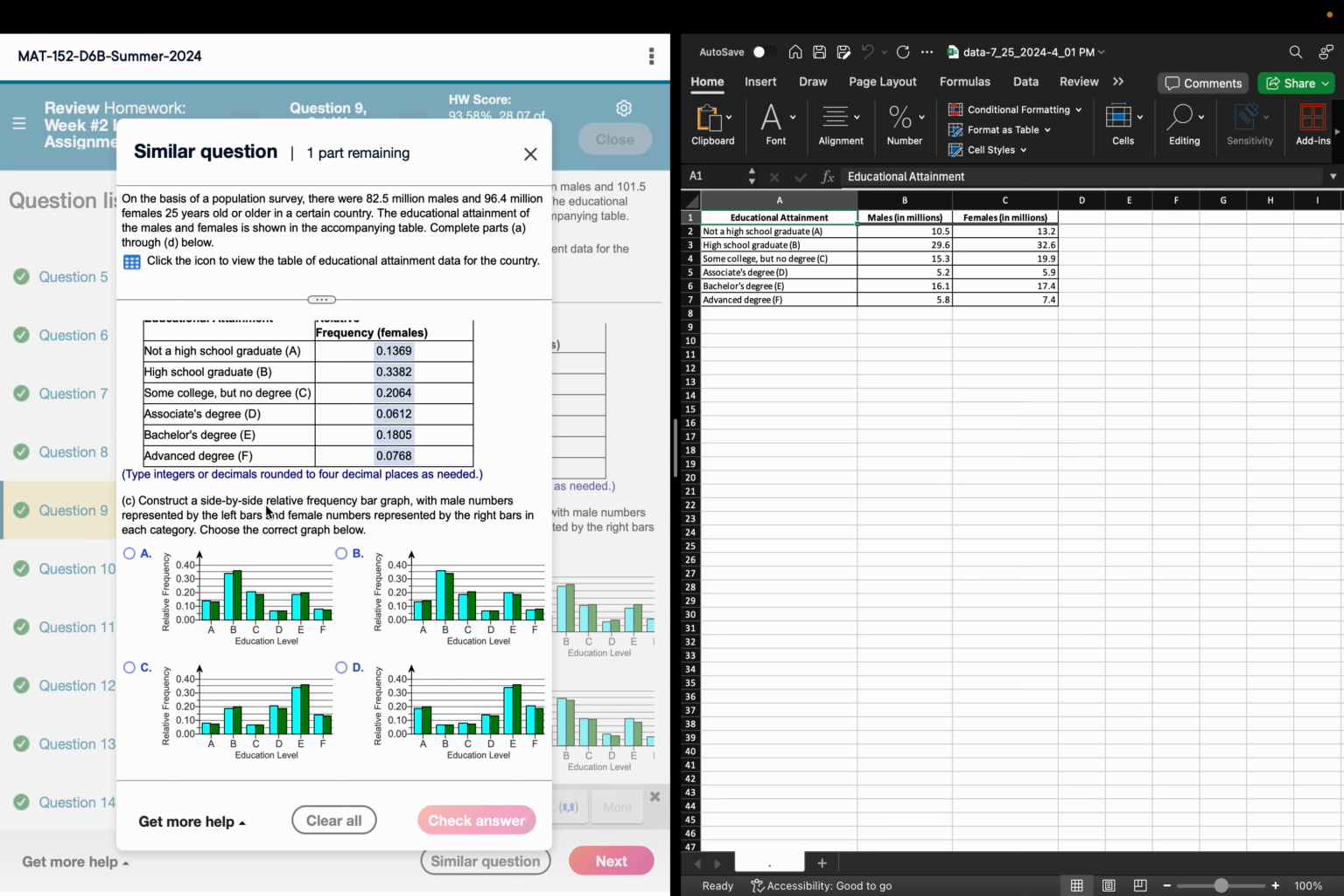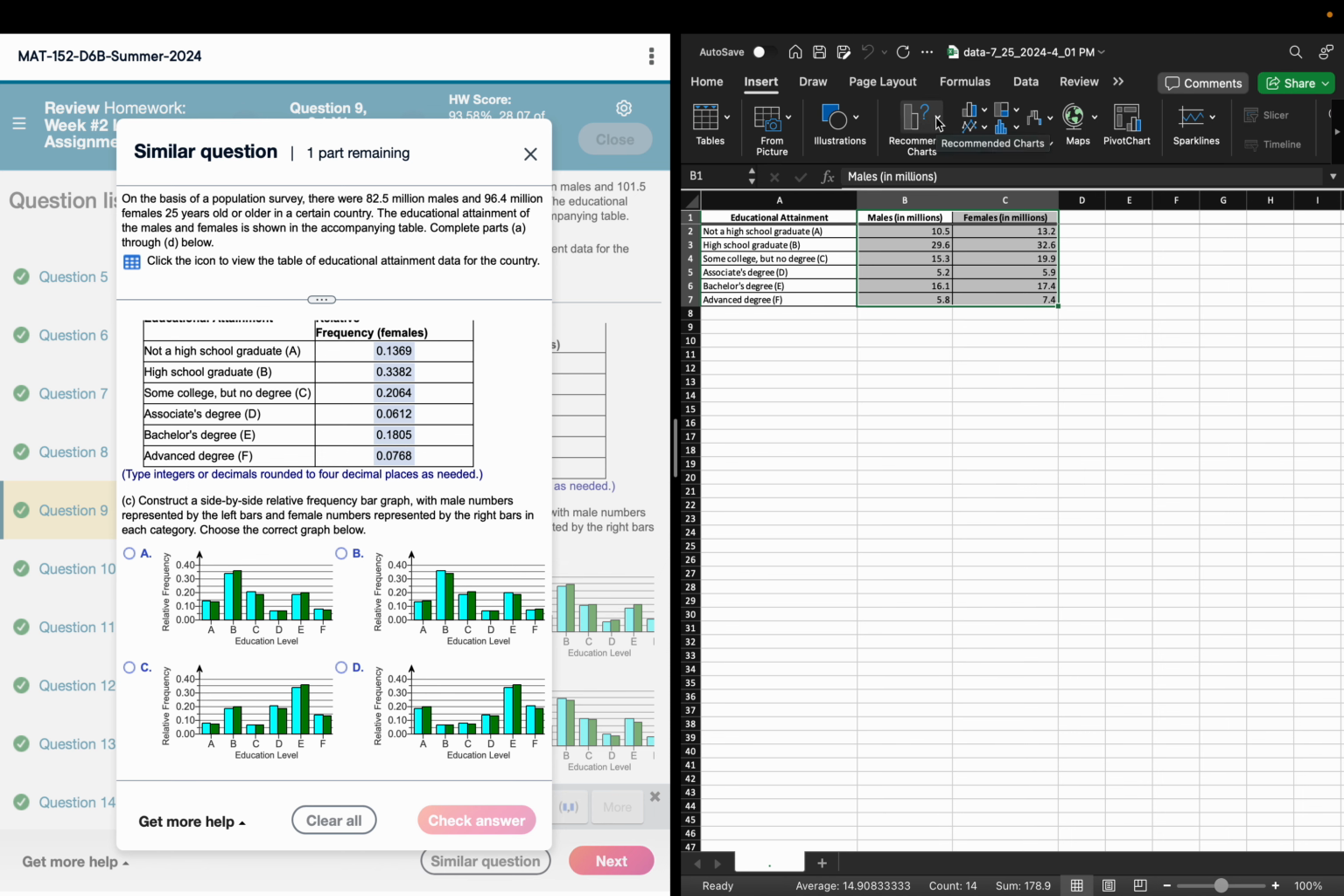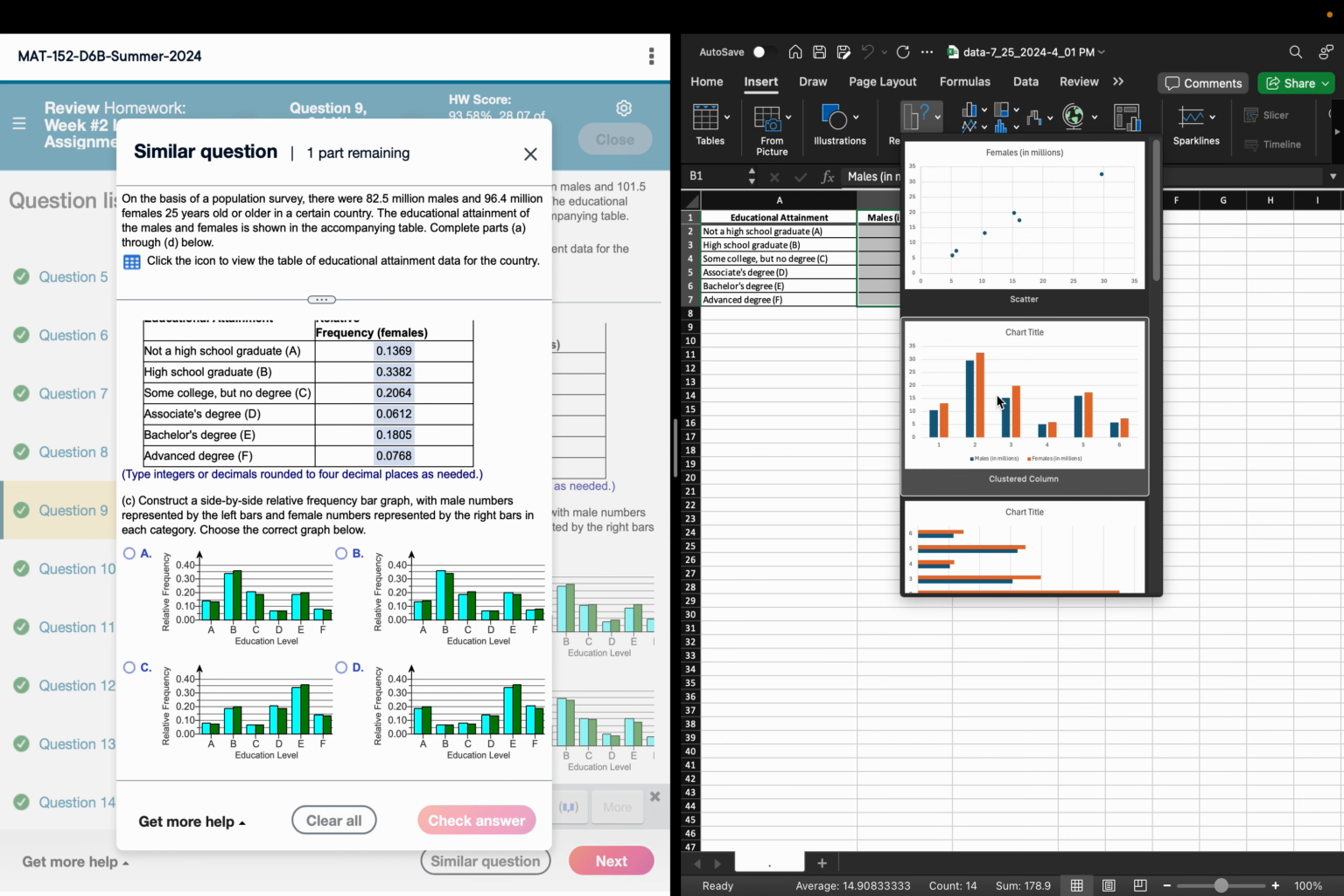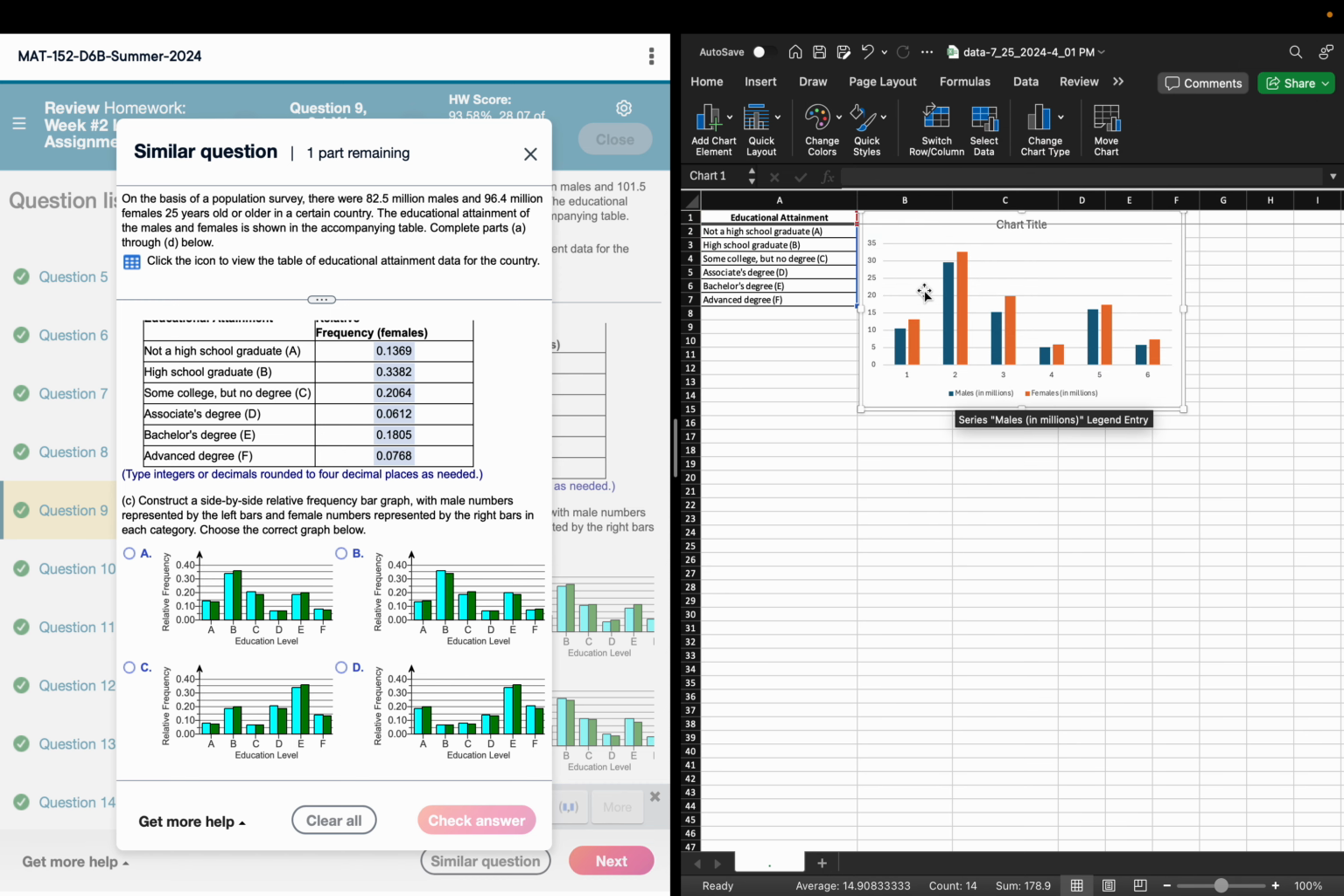So, C. Construct side-by-side relative frequency bar graph with male numbers on the left, female numbers on the right. So let's highlight all this. They might be able to narrow it down for us. I don't know the ins and outs of Excel, but maybe it'll work out. So males is on the left and females on the right, like I said. So let's just eyeball it and see which seems to fit the bill here.